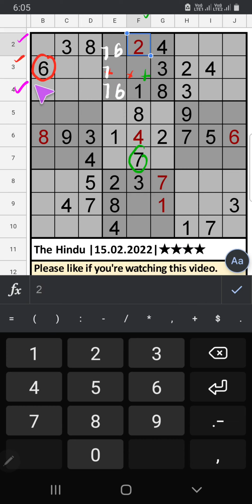Second row and fourth row, we have 8. 8 can't come these cells. Then 8 is confirmed here. Third grade.